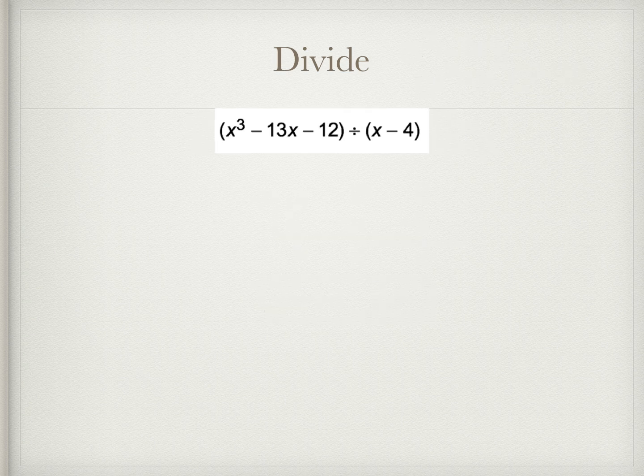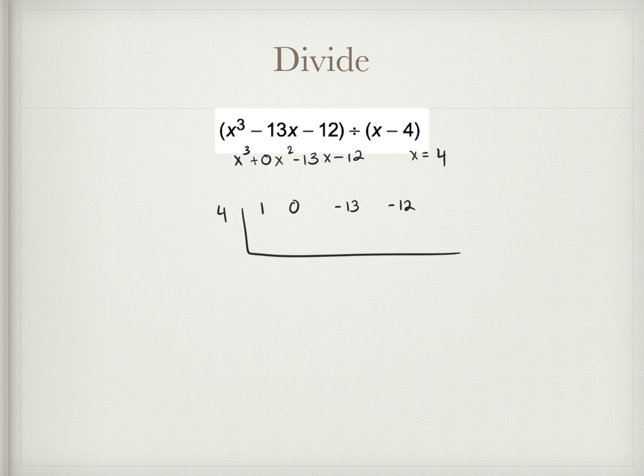Now let's do the same thing here. Like I mentioned, we have a cube and we have an x. I'm going to rewrite this with a 0x squared. And then we're going to divide by x is equal to 4. So I'm going to write the coefficients. So 1, 0, negative 13, negative 12. We're going to go ahead and divide by 4.